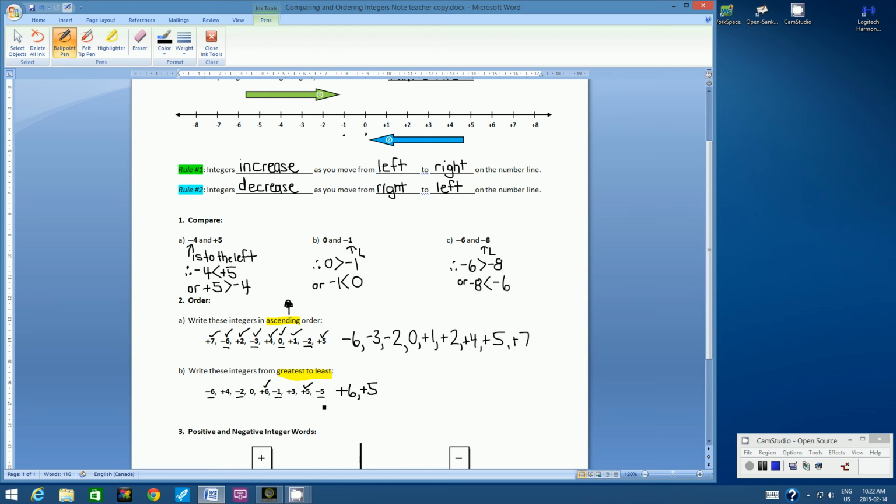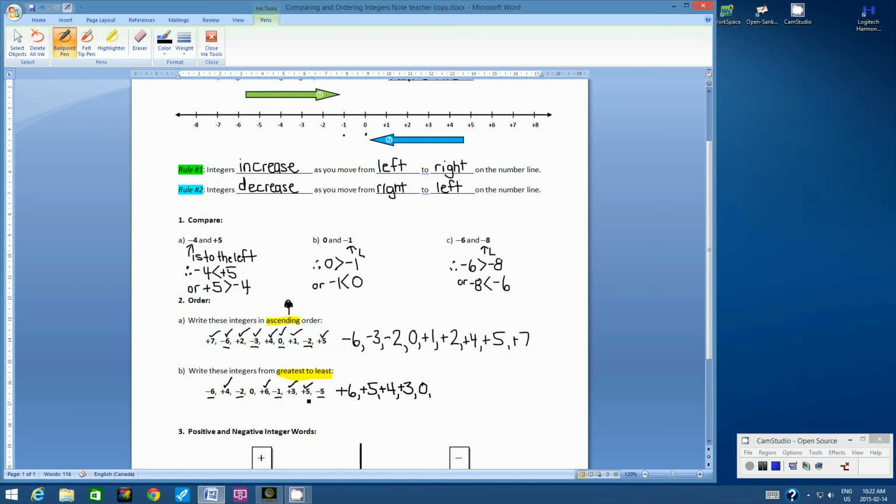Then +5. Then +4. Then +3. Now, are there any more positive integers? Doesn't look like it. So now go to 0.